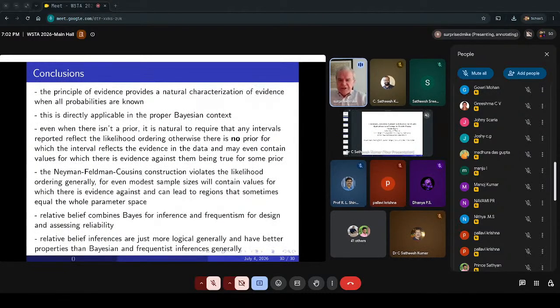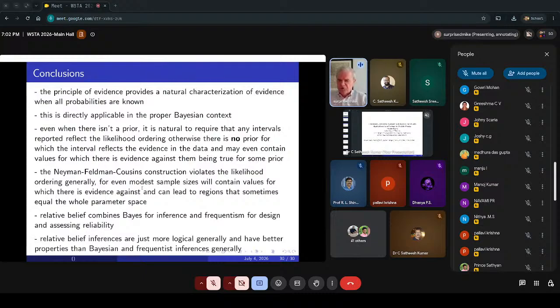The principle of evidence provides a natural characterization of evidence when all the probabilities are known. This is directly applicable in the proper Bayesian setting. Even if there isn't a prior, I contend you want the intervals that you report, whether they're confidence intervals or credible regions, to obey the likelihood ordering. Because if they don't, that means there's no prior for which the interval you're reporting contains values that have evidence in their favor. Now, the Neyman, Feldman, Cousins approach violates that.